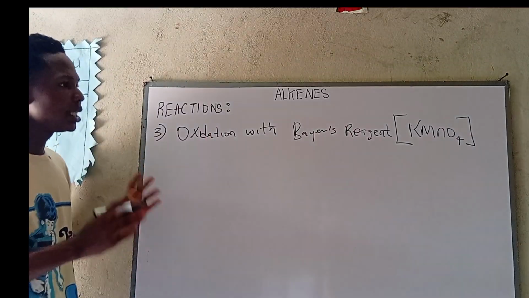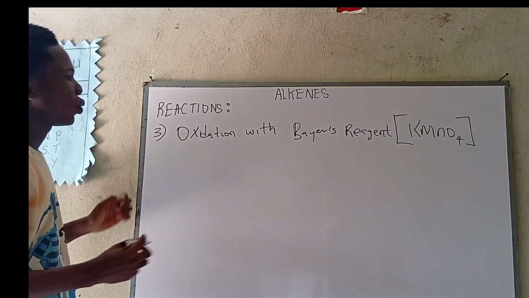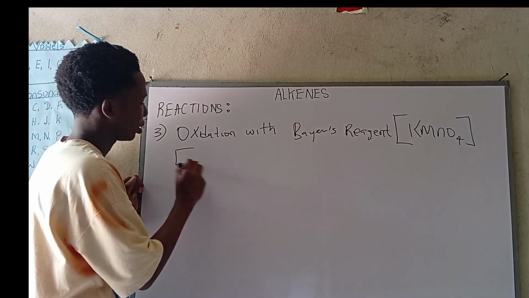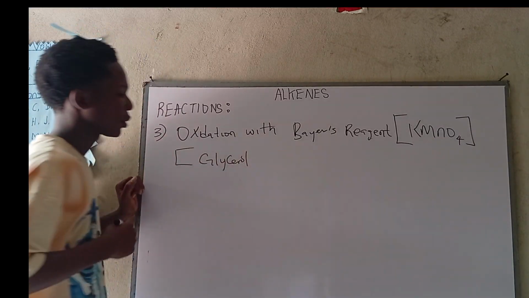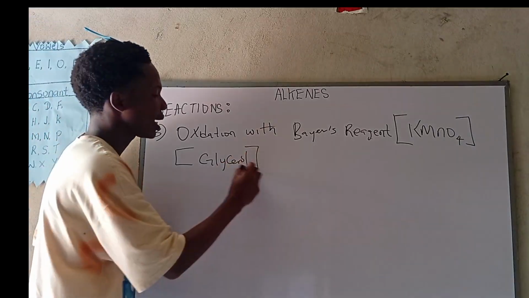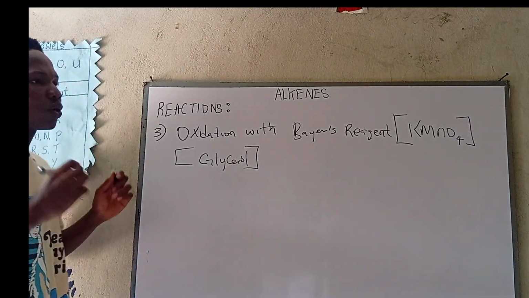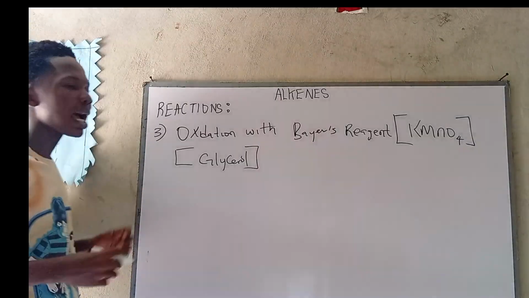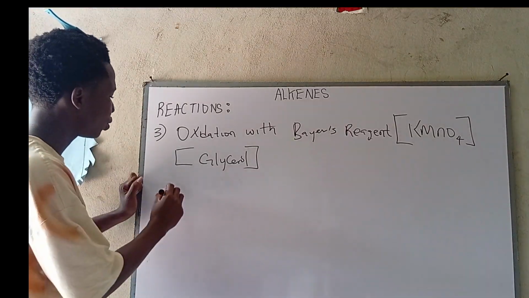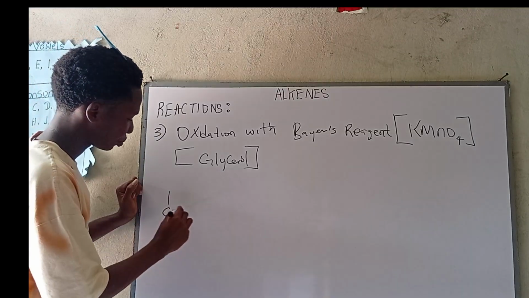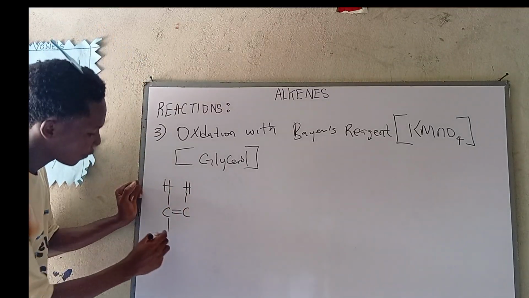Okay, this one is going to actually give us what? What are we trying to form here? Glycerol, the preparation of glycerol. Okay, so now on that note, what is going to happen? Let's use an alkene. And which alkene are we going to use? We are going to use ethene. So using ethene, we already know the formula C2H4.